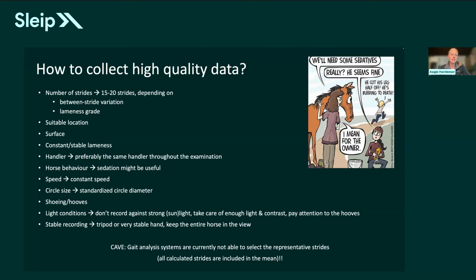Light conditions, and that's something specifically for Sleip, of course. Try not to record against very strong sunlight, and generally take care of enough light and contrast. This is maybe something that you don't think about when you do your recordings, because for the ones who do it already, we are looking at top line motion, but we do need the limbs of the horse to be able to perform the stride split, in other words, to say whether it's a left or a right step. So take care that the entire horse is in the picture and that we can also see the hooves.